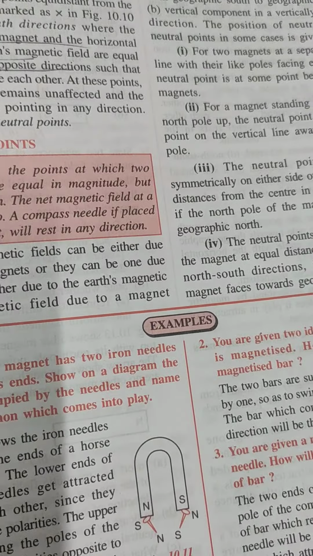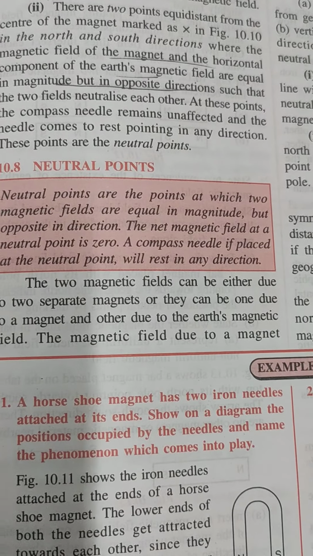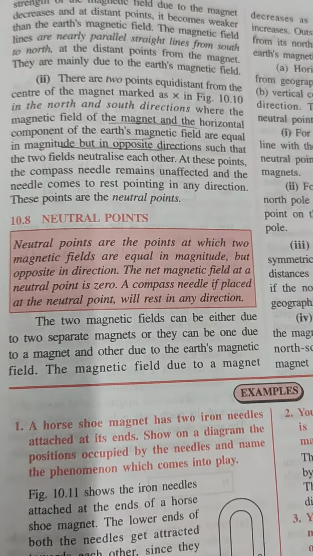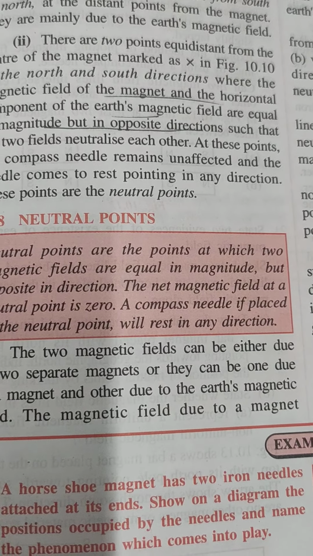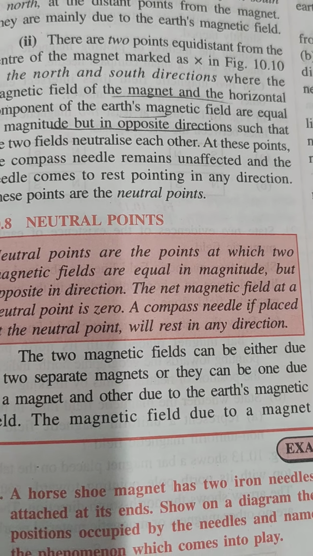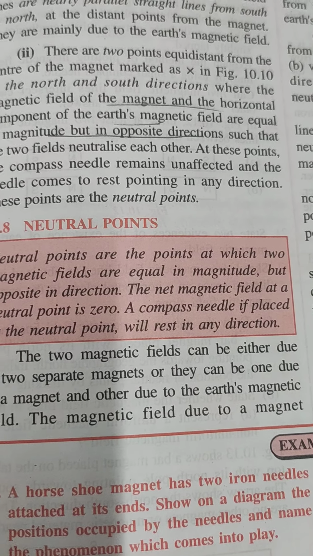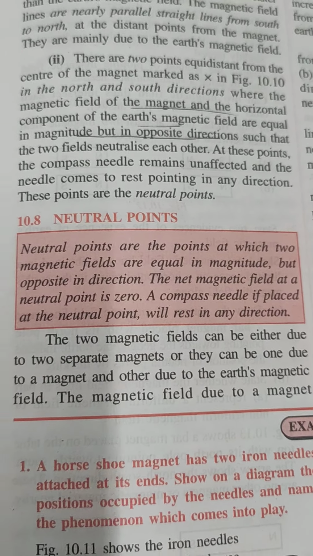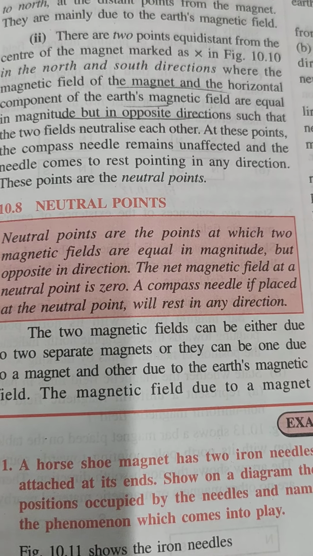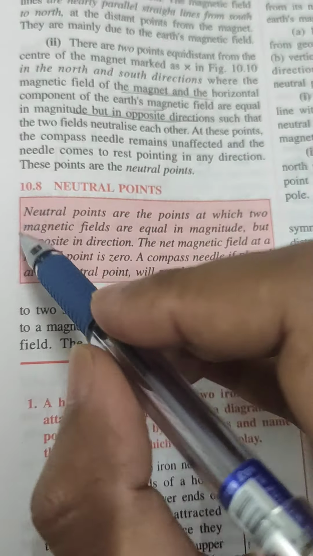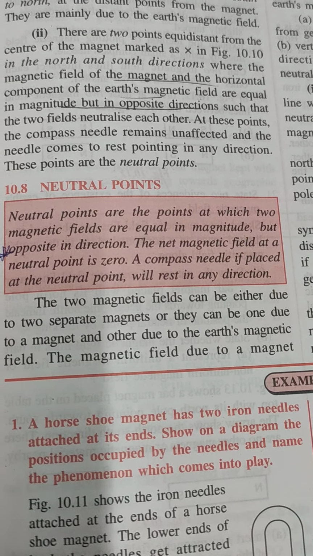Now, we have to understand what are neutral points. Neutral points basically is a point within the magnetic field where the net magnetic field or the effect of the magnet is 0. If a compass needle is placed at the neutral point, it will rest in any direction because there is no presence of magnetic field. Okay, so please mark this as important, the definition of neutral points.